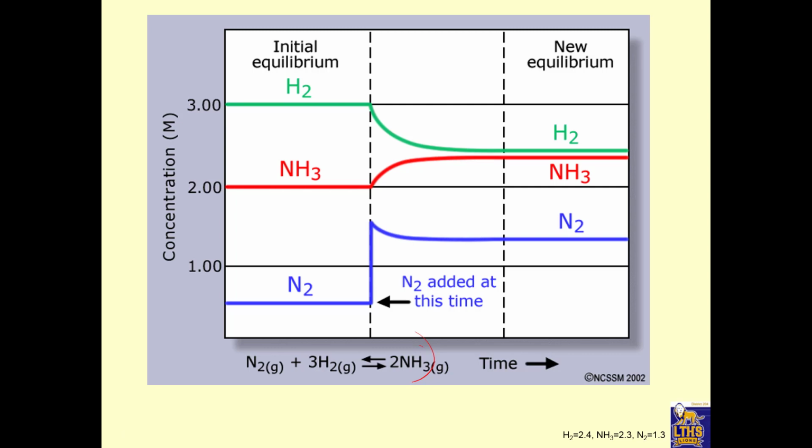As N2 is added, H2 goes down. Why? Because N2 and H2 react, shifting this way. And then NH3 goes up, because N2 and H2 are reacting and making more NH3. Then notice they get back to equilibrium. There are different amounts, but the ratio stays the same. Products over reactants is constant. It was constant here. A change was made, and then the equilibrium shifted to get back to the same constant.